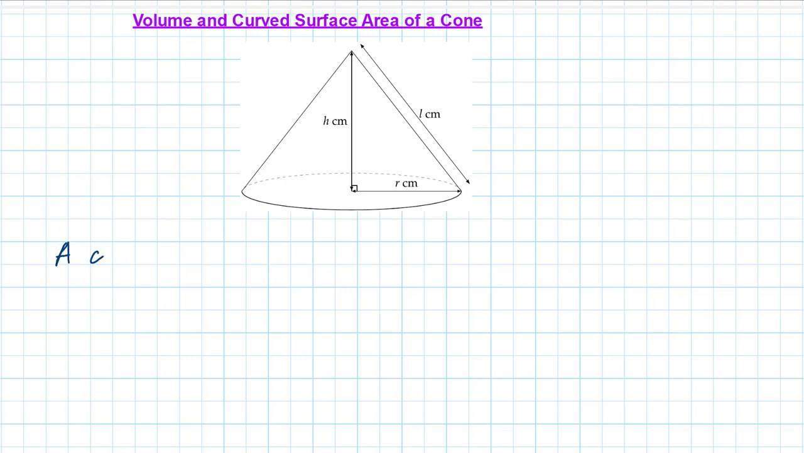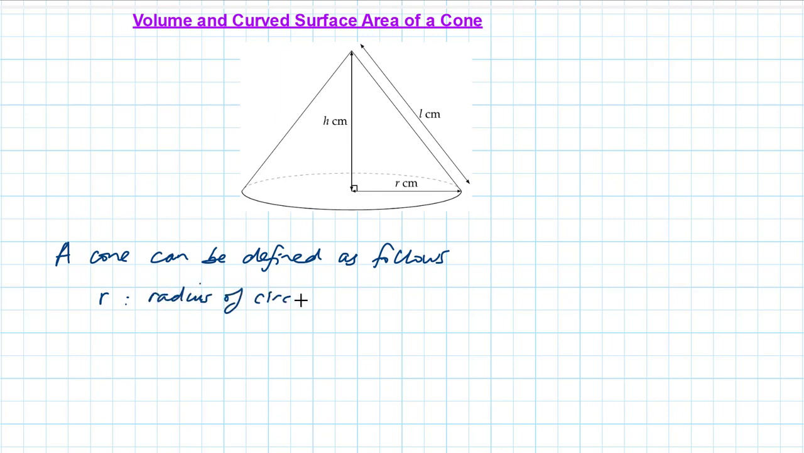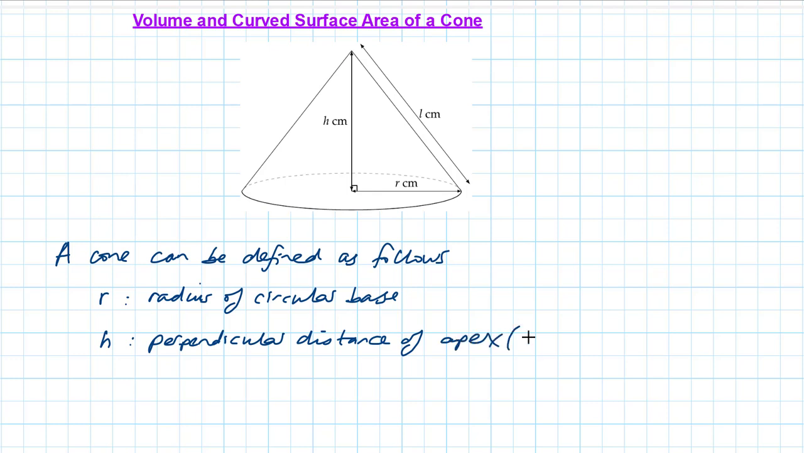So in today's session, we're going to be looking at the volume and curved surface area of a cone. So first of all, we need to define a cone. We're going to do that as follows. We say r is the radius of the base of the cone. h is the perpendicular height from the base to the apex, the top of the cone.